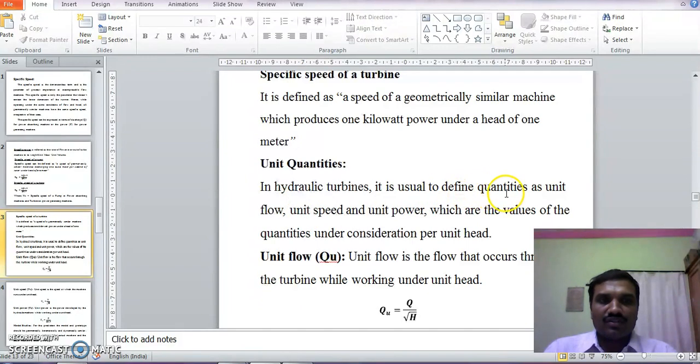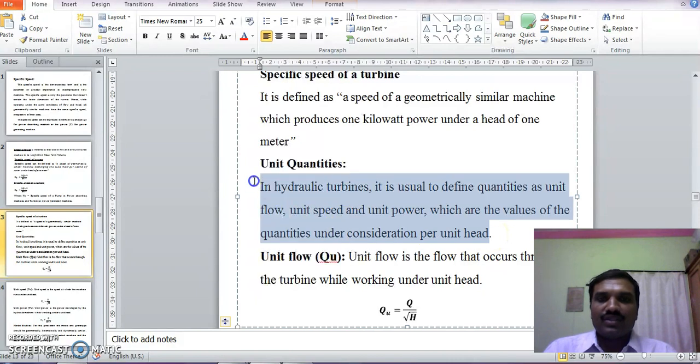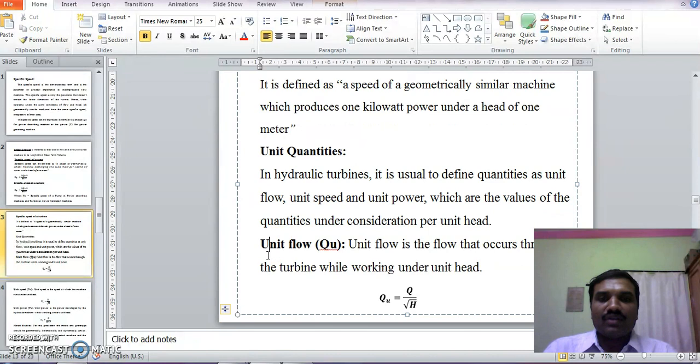Unit quantities such as unit flow, unit speed, and unit power are the values of the quantities under consideration per unit head. So this is the basic definition of unit quantity. Correspondingly, we are going to know what you mean by unit flow. Unit flow is the flow that occurs through a turbine while working under a head of unit meter.